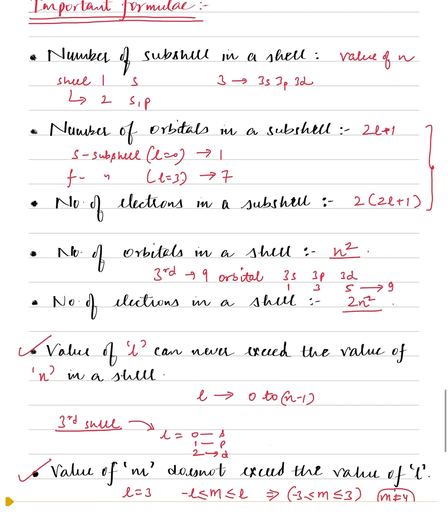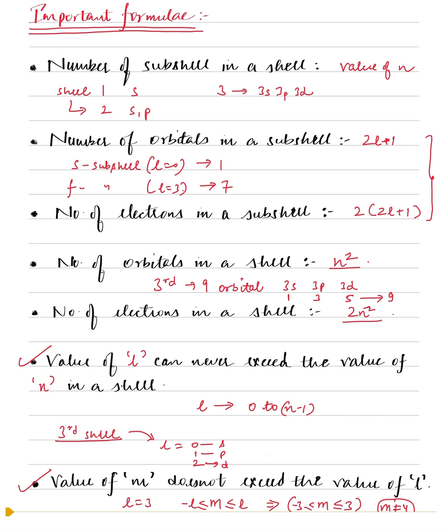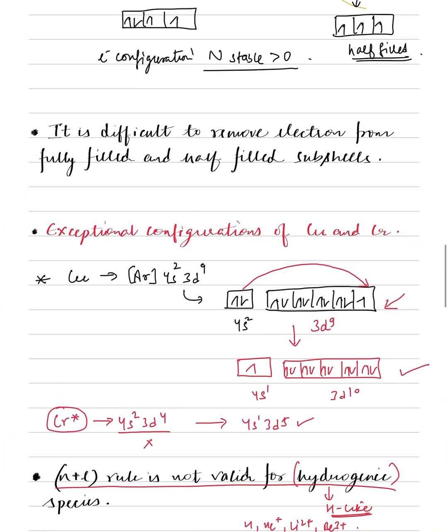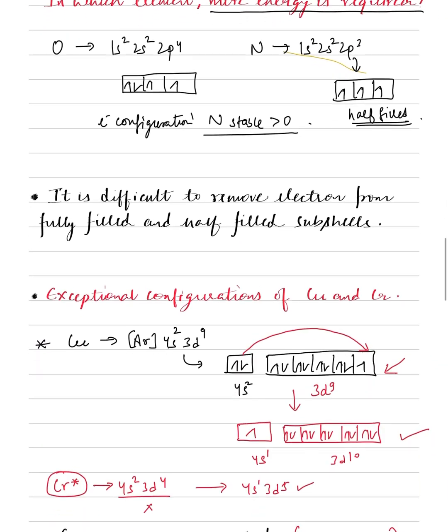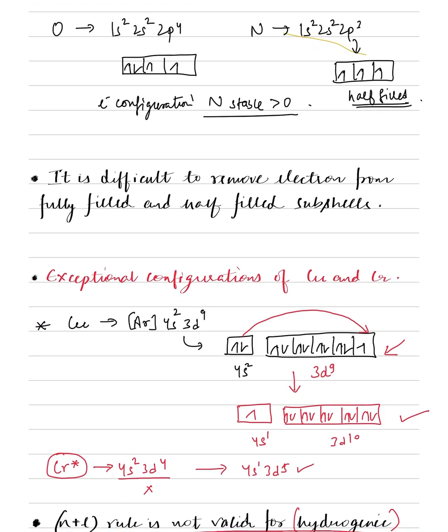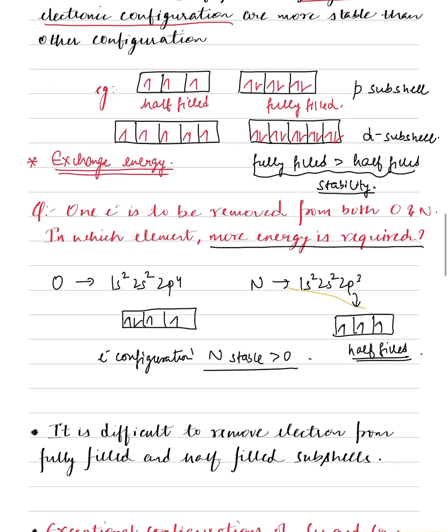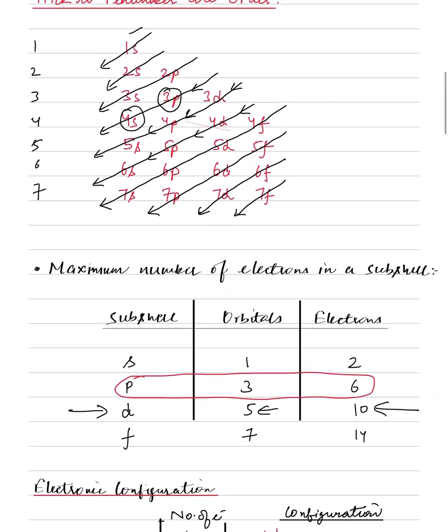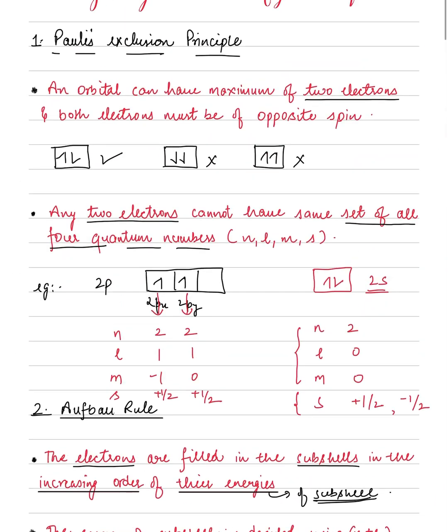So what we have learned in this video: we have learned the important formulas for finding subshells, electrons and orbitals in any shell. And we have understood three important rules. One is Hund's rule. Then we have Pauli's principle. In Pauli's principle, we have understood the electronic configurations and exceptions, and how half-filled and fully filled configurations are very important to learn. And we have to go through the exchange energy, which we'll do later on. Similarly, we have gone through the first principle, that is Pauli's exclusion principle.